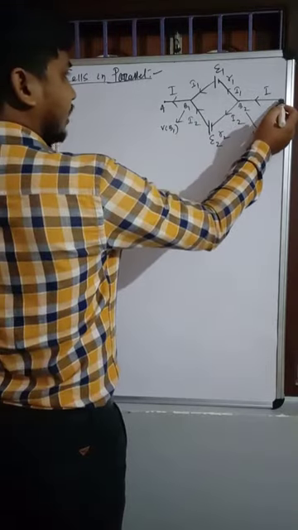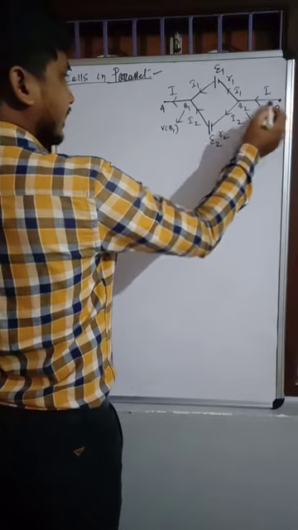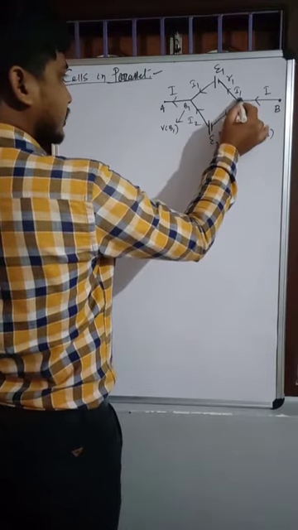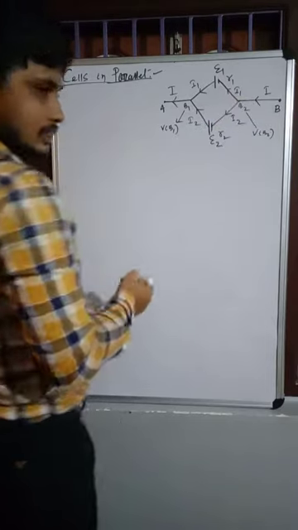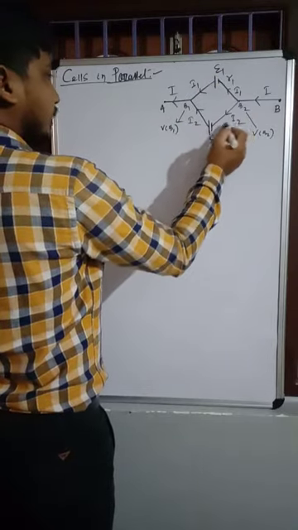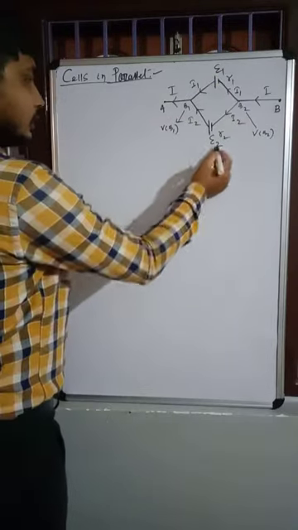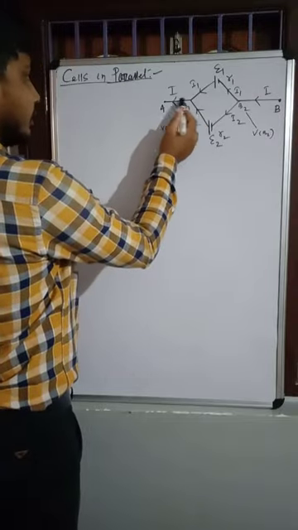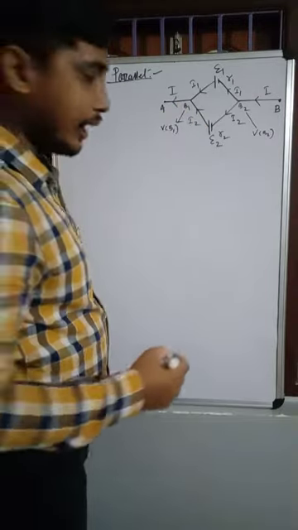Let the current flow in this direction. Then at point B2 it will be divided into two parts. Let I1 be the current flowing through the cell E1 and I2 be the current flowing through the cell E2, and then they join again and you get the net current I.